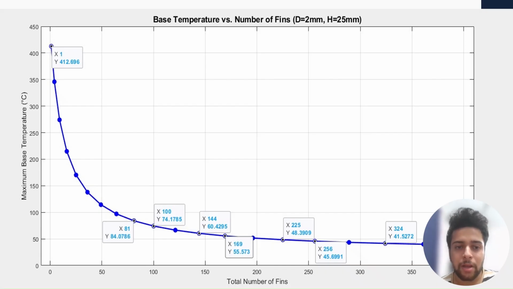For example, increasing the number of fins from 225 to 256 only decreases the base temperature by 3 degrees Celsius. But this increases the material volume by a lot and thus makes the design expensive. So our goal here is to find an optimum point wherein the number of fins is just sufficient to keep the base temperature below 85 degrees, and at the same time the material volume remains low.